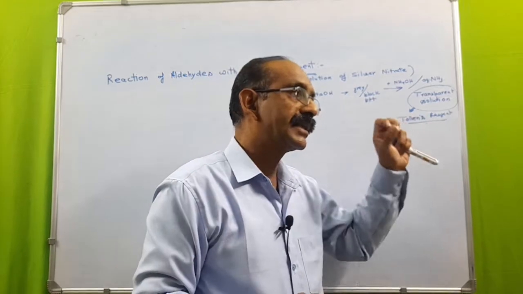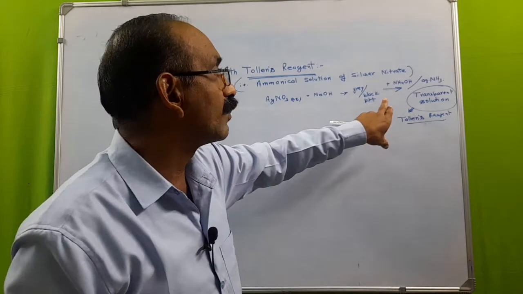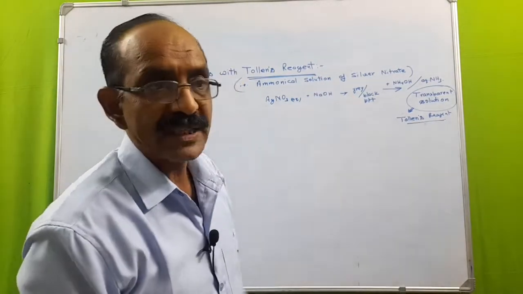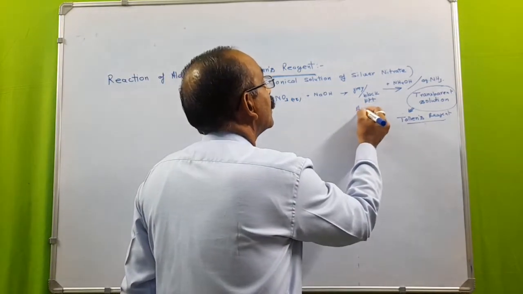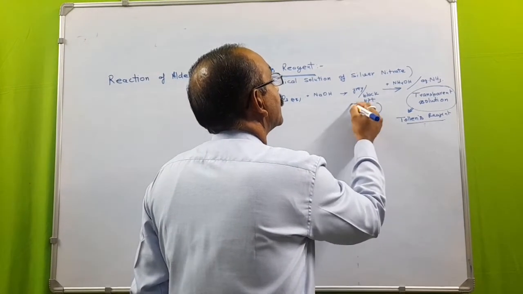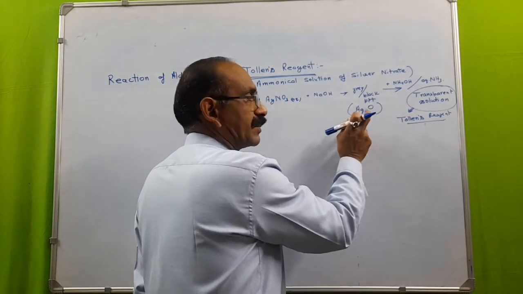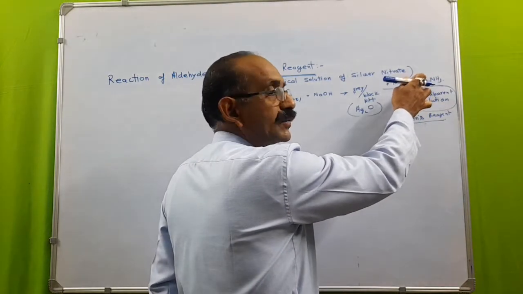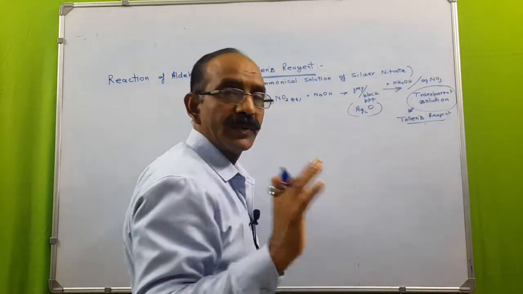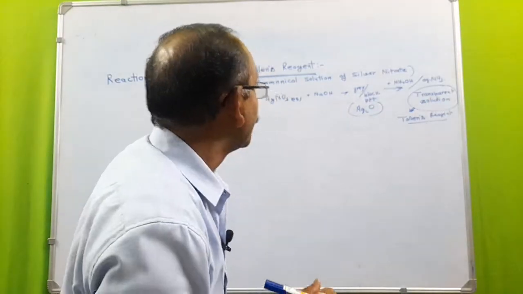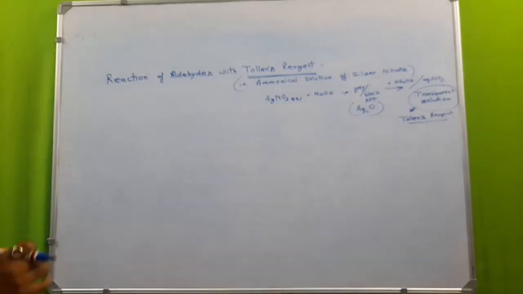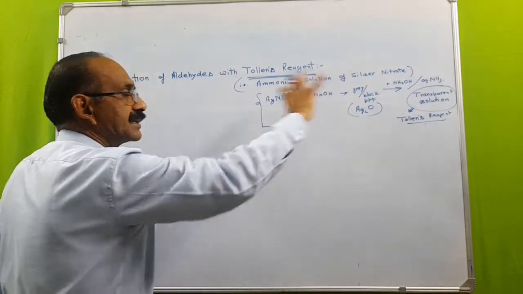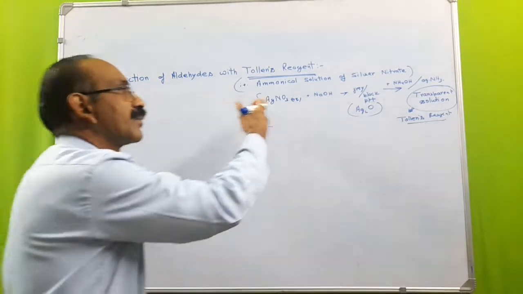The Tollen's reagent is a complex compound. So one complex is formed, and due to the formation of that complex, this gray precipitate, which is of silver oxide, or black precipitate, will get dissolved on adding NH4OH. Now, what chemical reactions occur during this process?